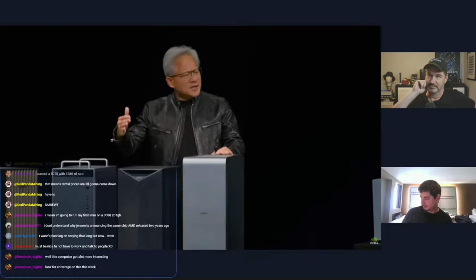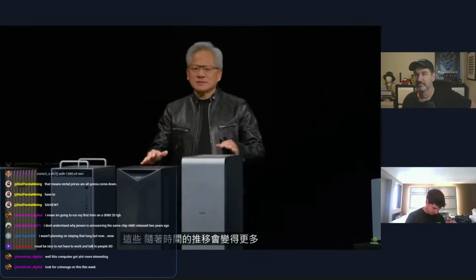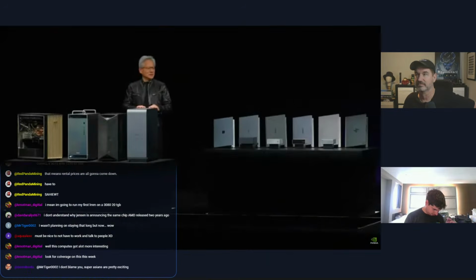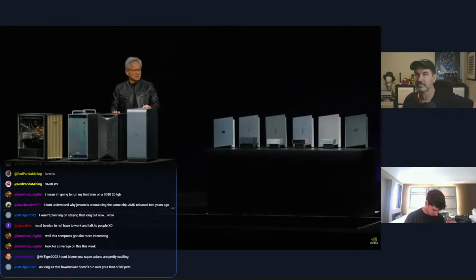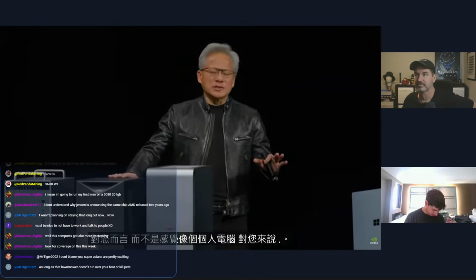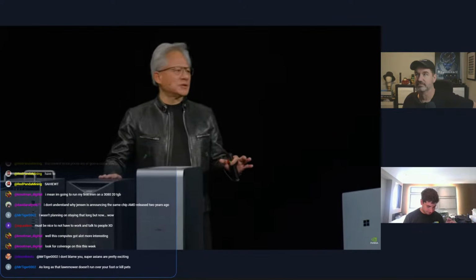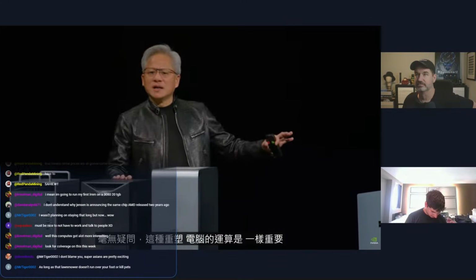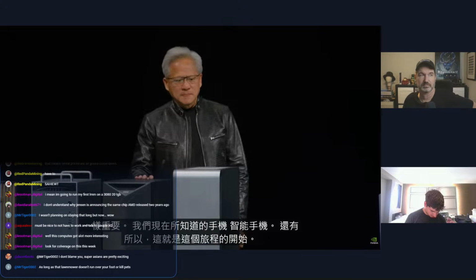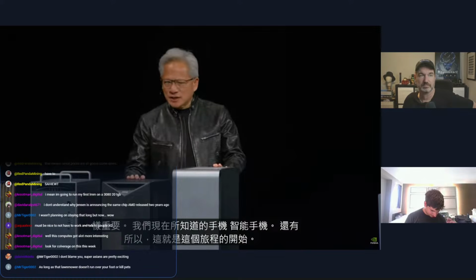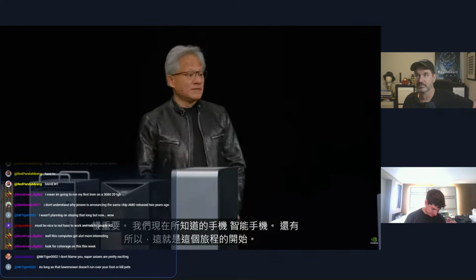In time, it becomes a lot more like R2-D2 to you. It becomes more like C3PO to you than it feels like a PC to you. There is no question this reinvention of the computer is as big of a deal as the reinvention of the phone into what we now know as the smartphone. And so this is the beginning of that journey. This is the beginning of a new line.